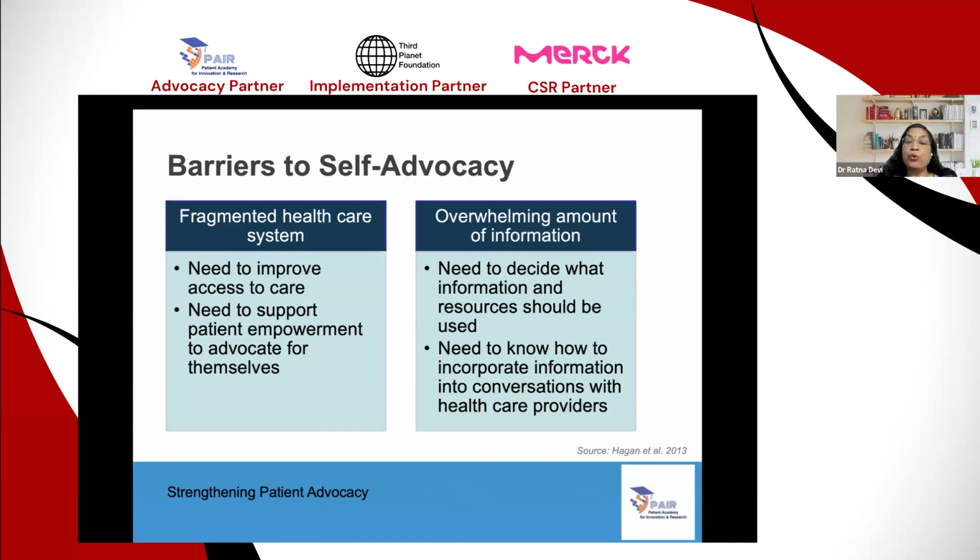As I said before, the web is full of information, and one needs to decide what information and what resources should be used. Not all resources and all information is useful, and sometimes not authentic as well. So one needs to be able to identify the authentic sources of information and use them to advantage. And you need to know how to incorporate that information into conversations with healthcare providers, what kind of questions to ask, and how to use the information you have received from authentic sources to create a care pathway that is best for you.